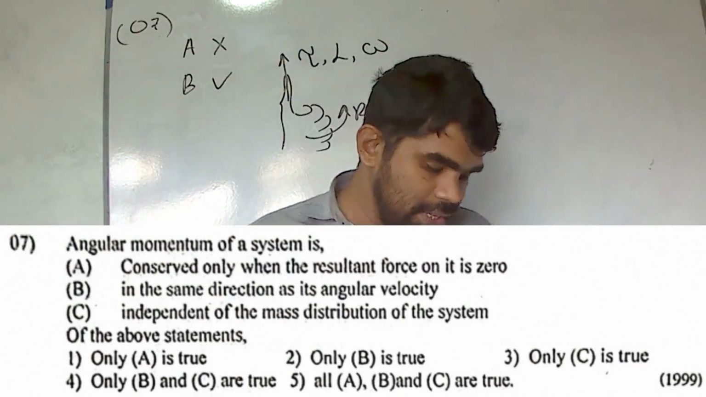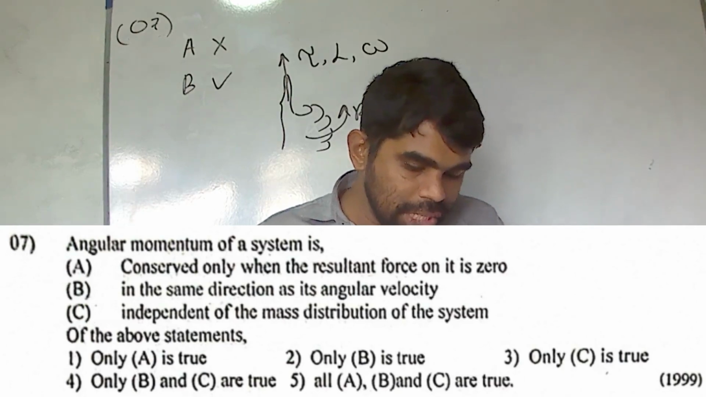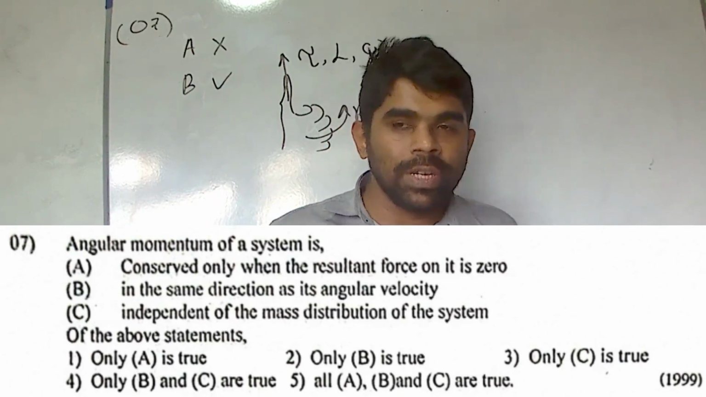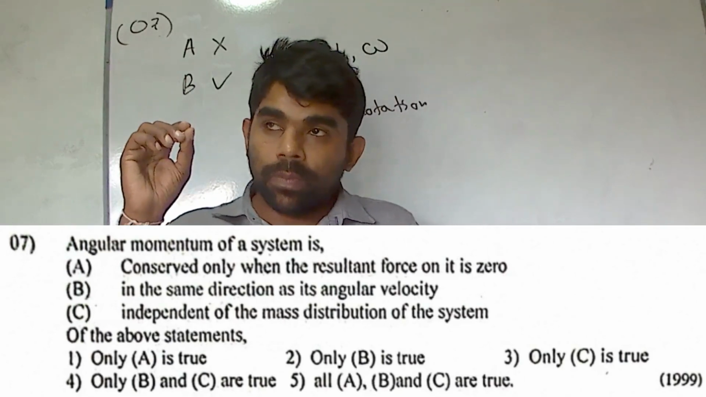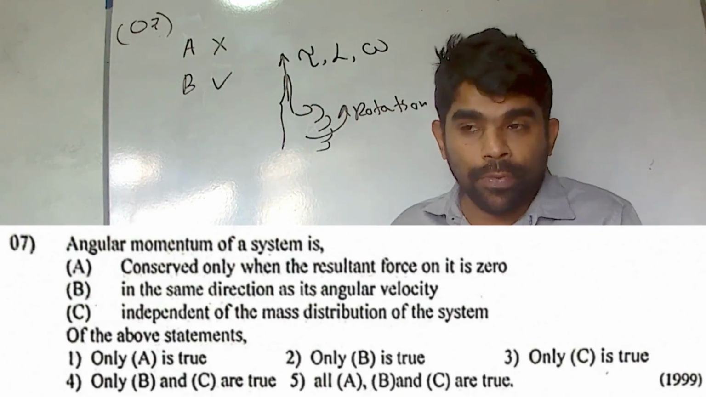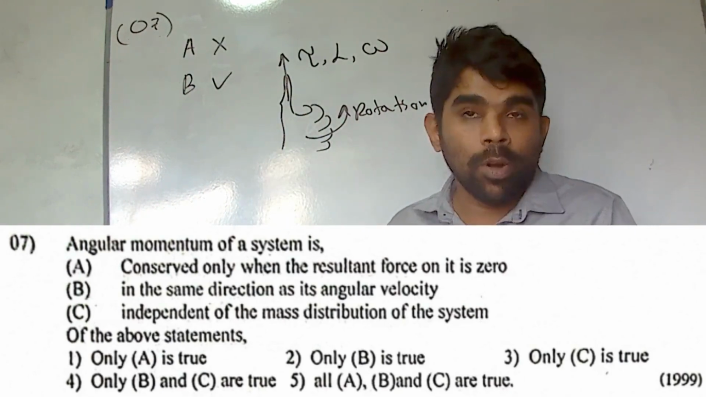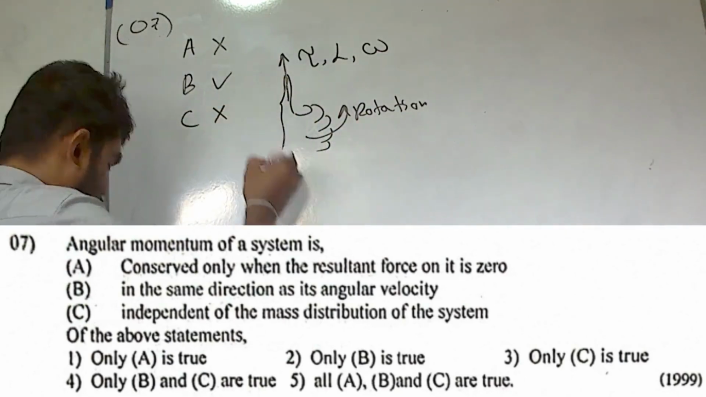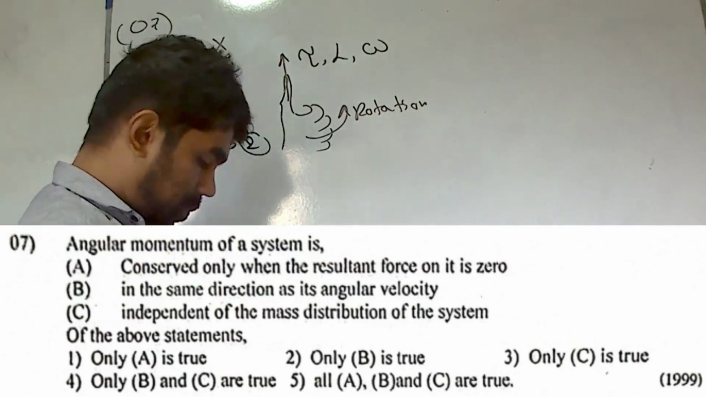Statement B is correct. Statement C, independent of the mass distribution of the system. Angular momentum is dependent on mass distribution, because moment of inertia is dependent on mass distribution. Therefore, angular momentum is also dependent on mass distribution. Then C is incorrect. Only B is true. The answer is B for question number 7.